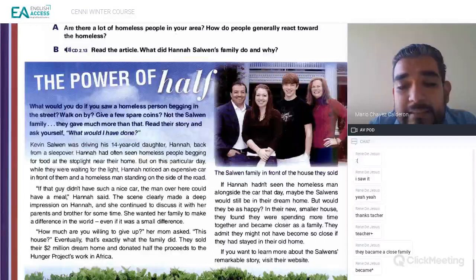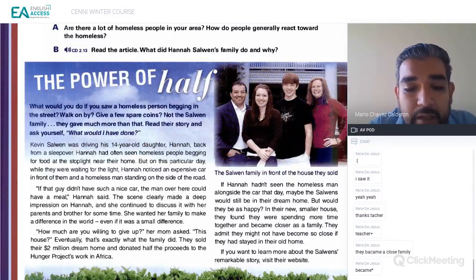If Hannah hadn't seen the homeless man alongside the cart, maybe the Swollen would still be in their dream home. But would they be as happy? In their new smaller house, they found they were spending more time together and became closer as a family. They admit they might not have become so close if they had stayed in their own home. If you want to learn more about the Swollen's remarkable story, visit their website.